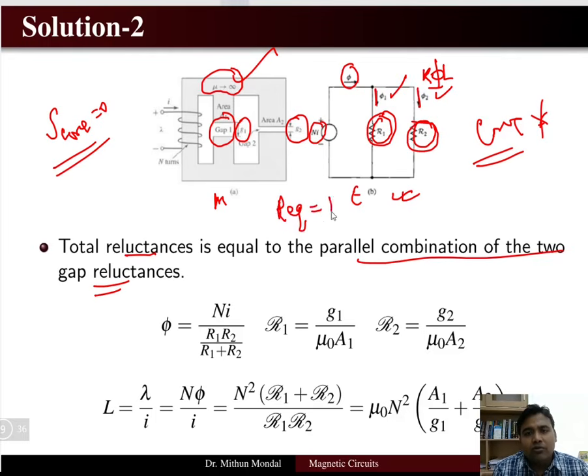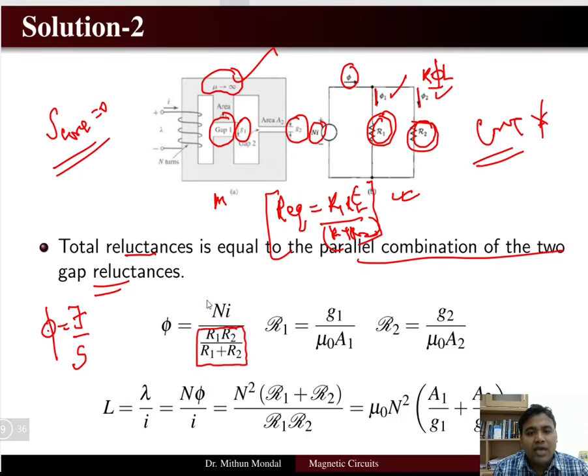It will be equal to R1 R2 divided by R1 plus R2. You know how to calculate parallel resistance, and in a similar way you calculate the reluctance. Now we have to determine the inductance. Before that, let us determine the flux. Flux is the MMF divided by the reluctance. The total reluctance we have calculated is R1 R2 divided by R1 plus R2, and Ni is the MMF.